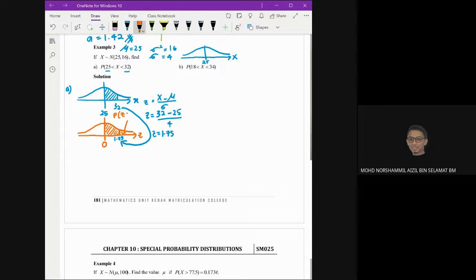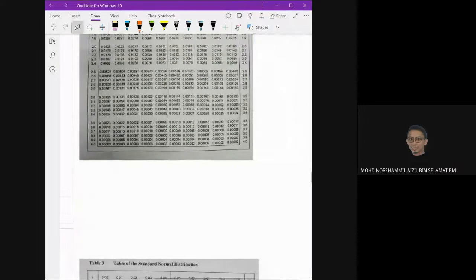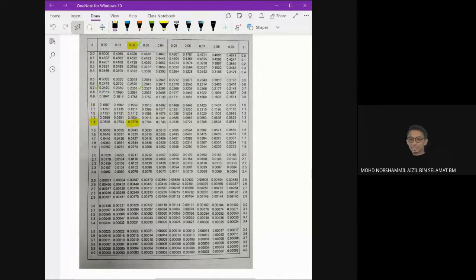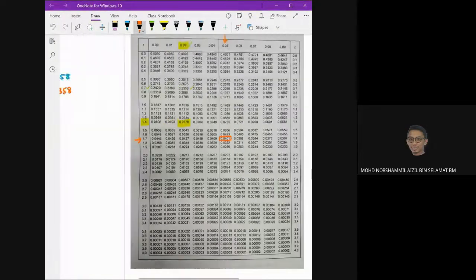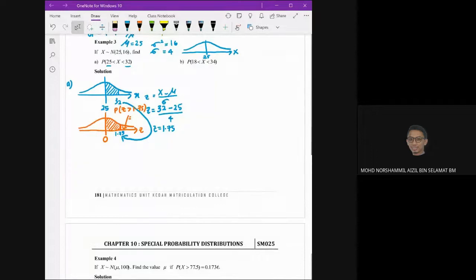Probability of Z greater than 1.75, right? What do we get from the table? 1.75, let's look. Where is 1.75? This one is 1.75. So what is the reading? It is 0.0401. Okay, thank you. 0.0401. Therefore, here will be 0.0401.